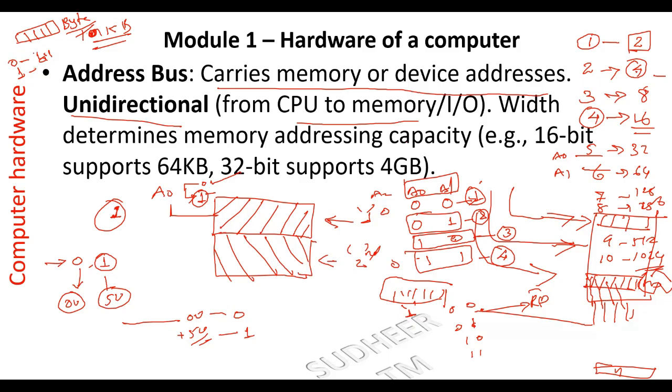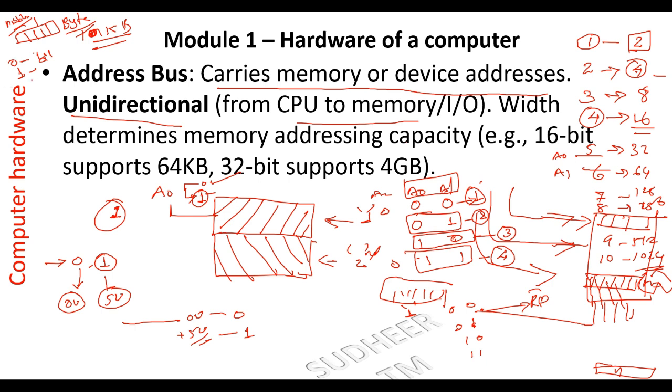When 8 such bits join together, we call it a byte. When 4 bits join together, it is called a nibble. One nibble is 4 bits. So one byte is 8 bits or 2 nibbles. And 1024 bytes together make 1 kilobyte.